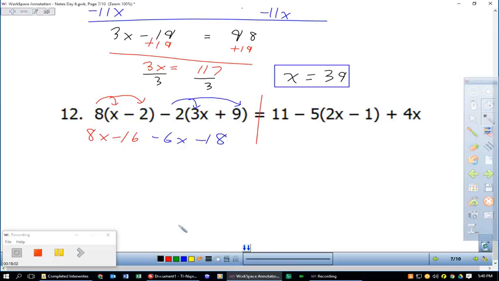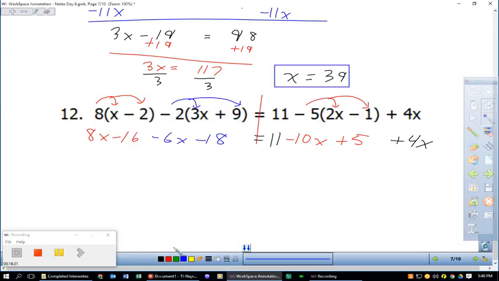Equals in the middle. We'll bring down the 11. I'm going to go ahead and bring down the plus 4x as well. And distribute this guy up here. Negative 5 here. So negative 5 times 2x, that is going to be a negative 10x, or minus 10x, and then plus 5.